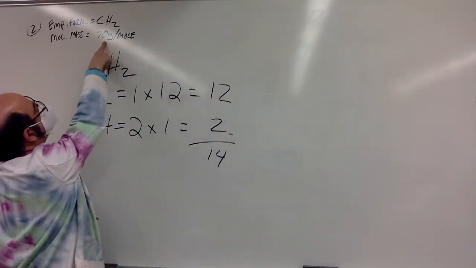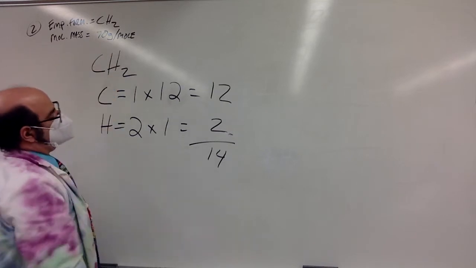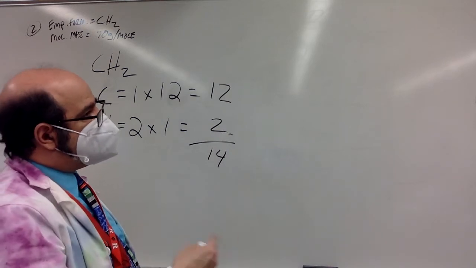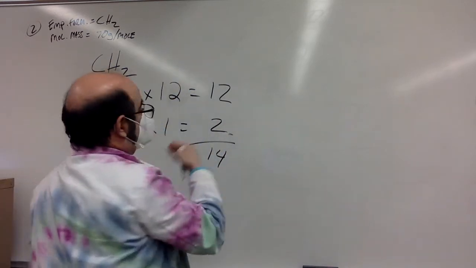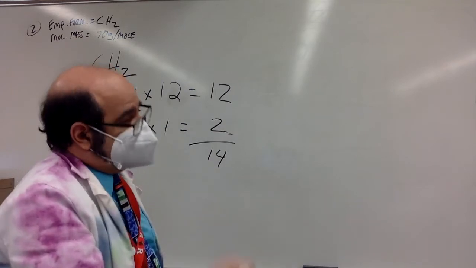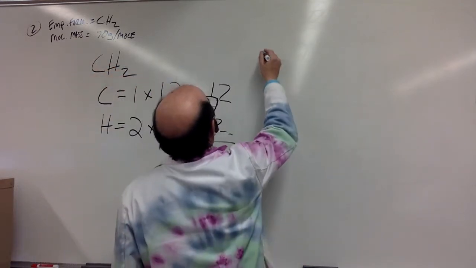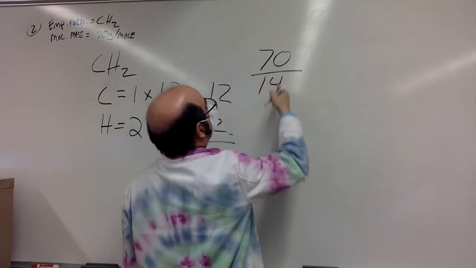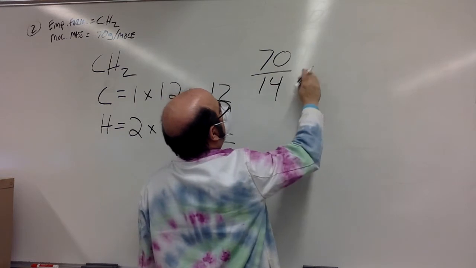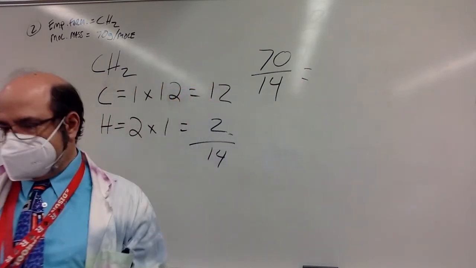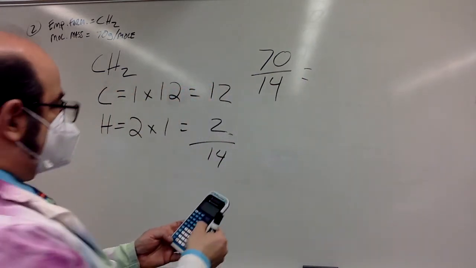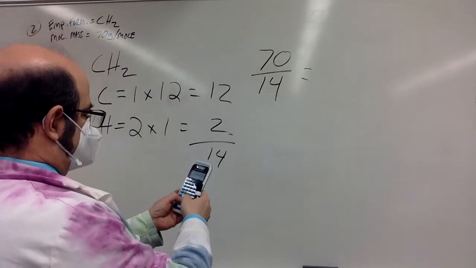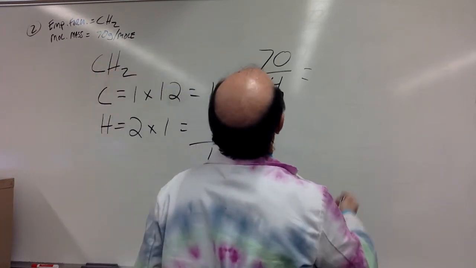They tell us the total mass is 70. So if each of them weigh 14, how much does the whole thing weigh? 70. How many of them are there? Well, you got to divide. So let's divide. 70 grams divided by 14. Total divided by the units. So how many units are there in the total? Out comes the calculator. 70 divided by 14 gives us a nice round number of 5.